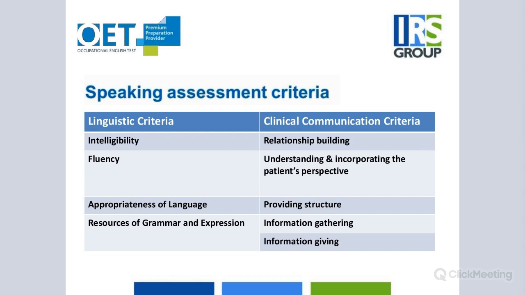The second criteria in clinical communication is understanding and incorporating the patient's perspective. When you talk about understanding and incorporating the patient's perspective, you need to understand from the lines or the words of the patient, or the person speaking to you, what his emotional feelings are. For example, a person says: I'm pretty much worried about my situation here.